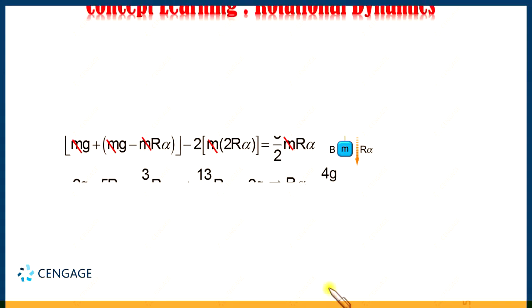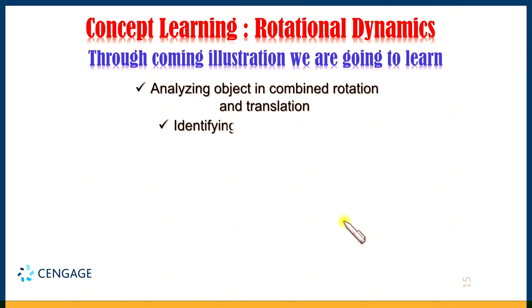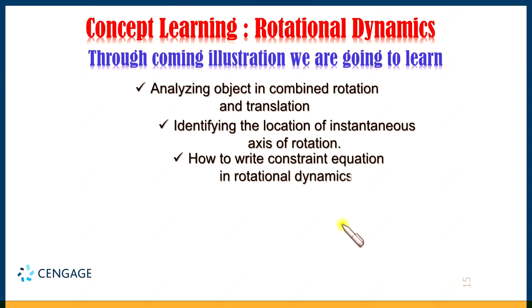In the coming illustration, we are again going to repeat the same concept for strengthening the topic. First is the analysis of the combined rotation and translation. Second is identifying the location of the instantaneous center of rotation. Third is how to write the constraint equation and the rotational dynamics, and fourth is the application of the torque equation. Let us take the same type of problem again with a slight difference.